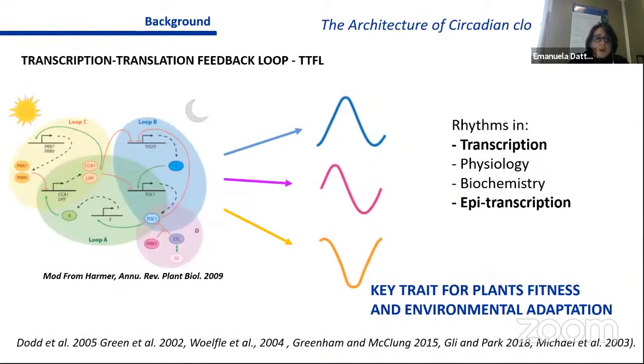So, from a molecular point of view, this system is based on a transcriptional-translational feedback loop, in which a clock gene is regulated negatively by its protein. And the plant clock is composed of at least three interconnected loops, and by the activation and deactivation during the day of the genes related to these loops, plants are able to orchestrate the activity of their metabolism, not only according to the external signals, but also according to the internal necessities of the plants.